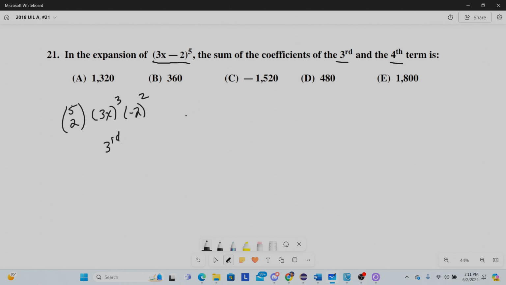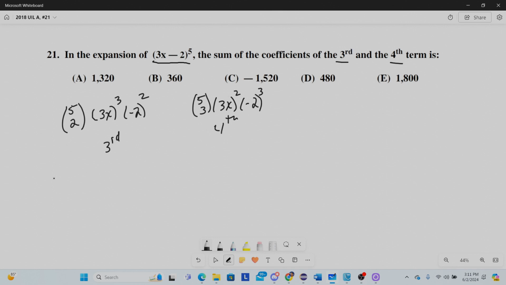The fourth term is going to be 5 choose 3. And keep in mind that 5 choose 2 is equal to 5 choose 3. Every time you pick two objects, you're leaving three objects behind. The first term raised to their difference, the second term raised to the bottom. And so once we find those coefficients, we can find the sum.